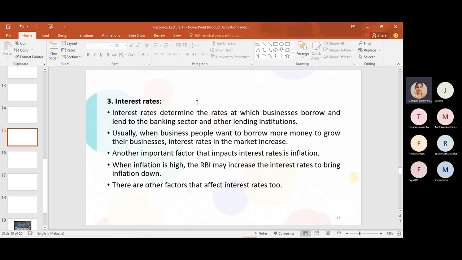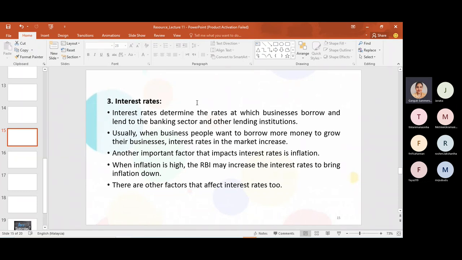There are other factors that affect interest rates too. For example, we can just consider inflation for now. Inflation is not the only factor that affects interest rates. There are other factors as well, but for now we can discuss only inflation. When inflation is high, interest rates are increased to bring the inflation down.